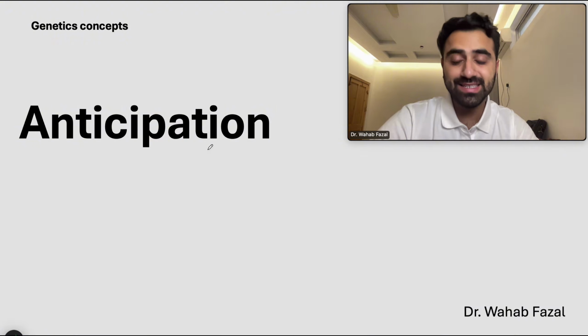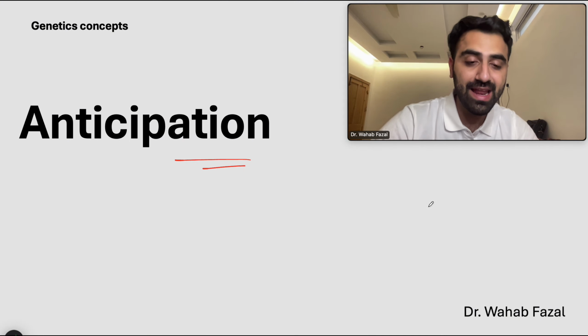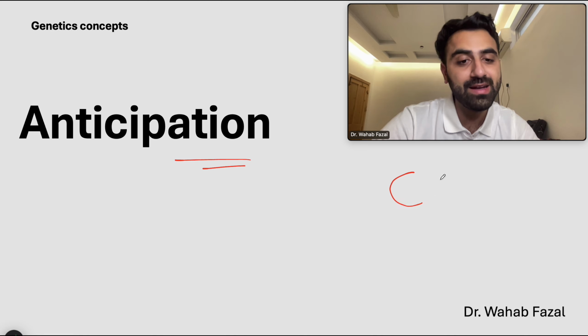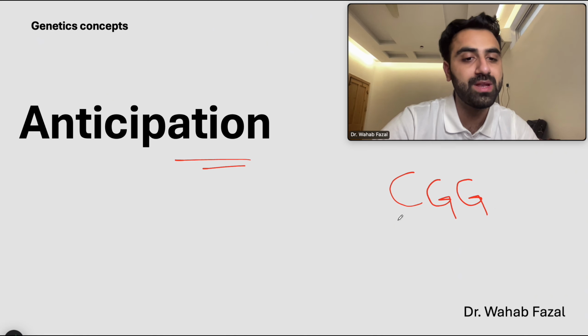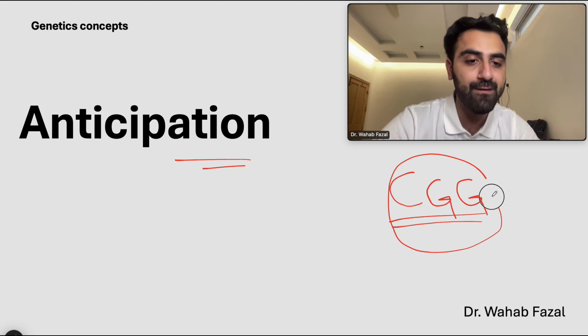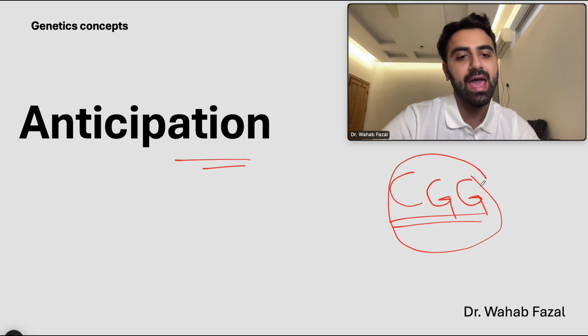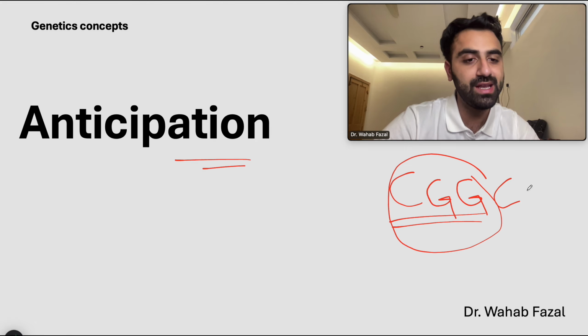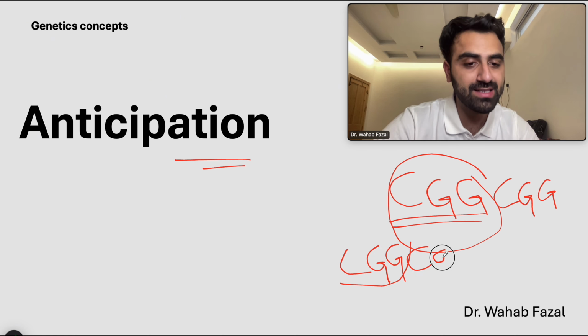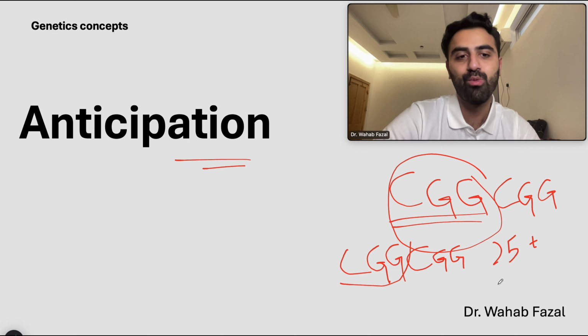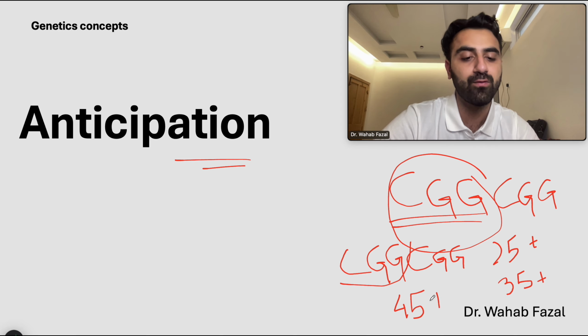What is anticipation? Anticipation is a concept particularly seen in trinucleotide repeat diseases. What happens is that there is a combination of nucleotides that are faulty, let's say CGG. And what happens is that these three nucleotides start repeating again and again in the DNA, right? And the longer this repetition is, let's say this goes on 25 times in one generation. In the next generation, this thing repeats even more, so it goes on for 35 plus times. And in the next generation of kids, this goes on for 45 plus times.